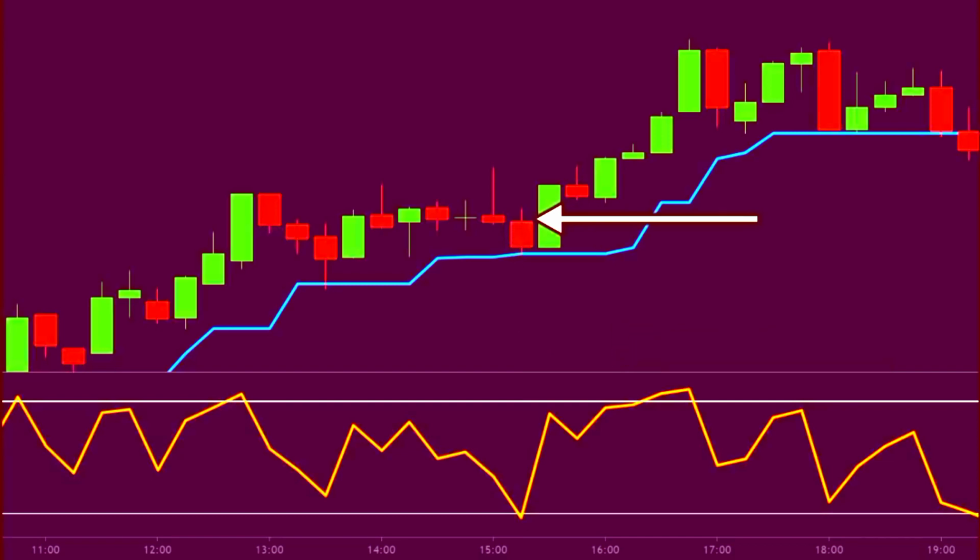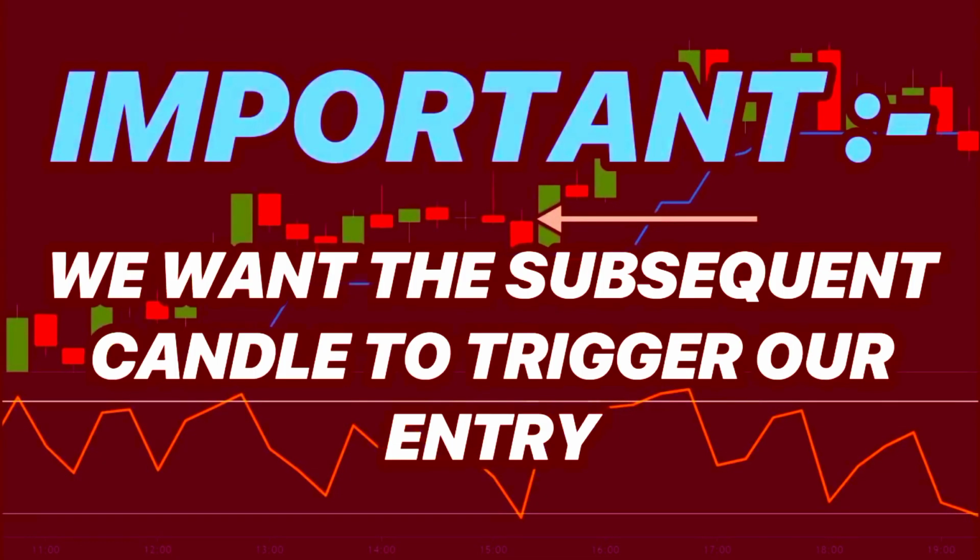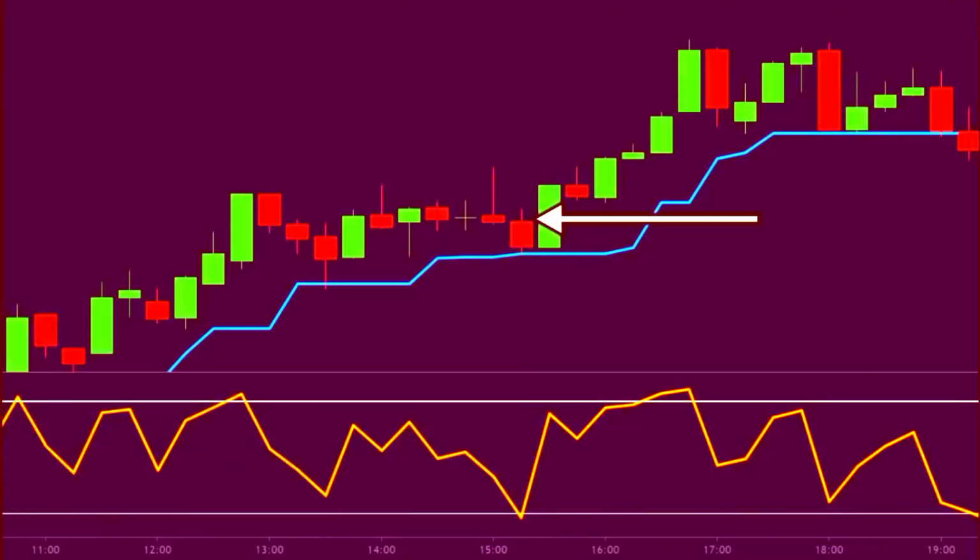For us to execute this trade, we want the subsequent candle to trigger our entry. This means that if the next candle does not trigger our entry, we will scrap the setup and look for opportunities elsewhere. In this case, the very next candle does trigger our buy trade. So we will keep our stop loss below the low of the trigger candle.